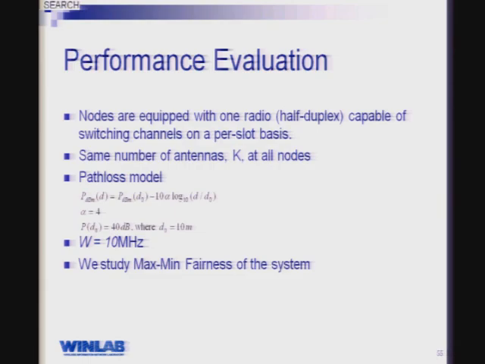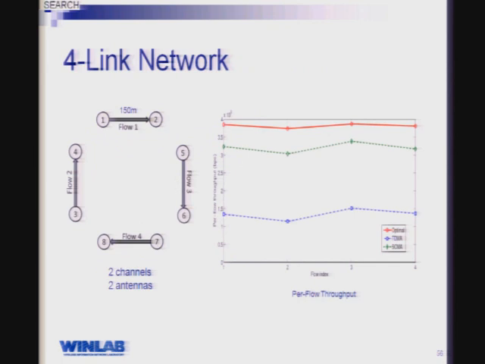and the same number of antennas K at all nodes. And we assume a very simple path loss model with alpha equal to 4 and the reference distance 10 meters and PL0 be 40 dB. And we assume the bandwidth 10 megahertz and with the maximum fairness of the system. So we first consider a simple four-link network, and we assume there are two channels and each node is equipped with two antennas.